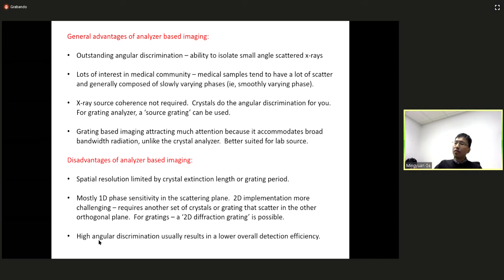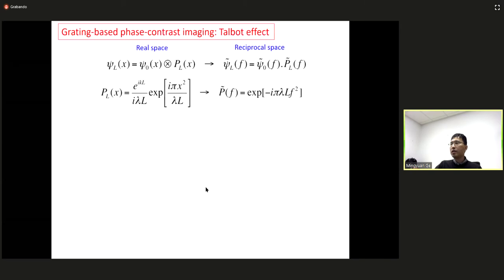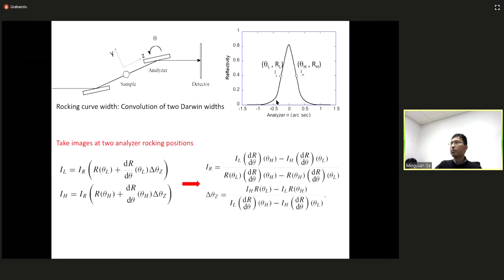And also the efficiency to detect the signal is pretty low, because when we look at high angle signals like this one, the signal becomes very, very low. So it's hard to detect if your phase gradient is tiny.